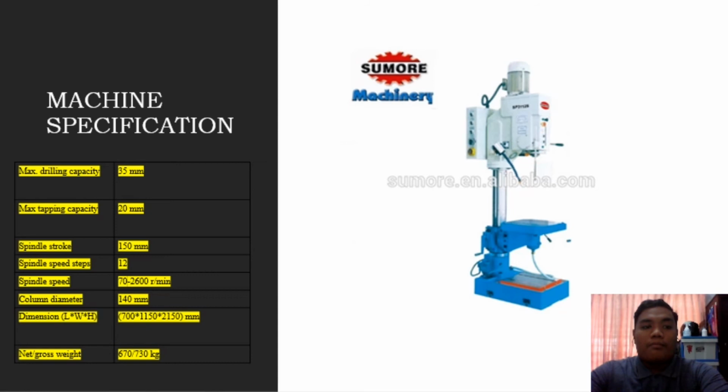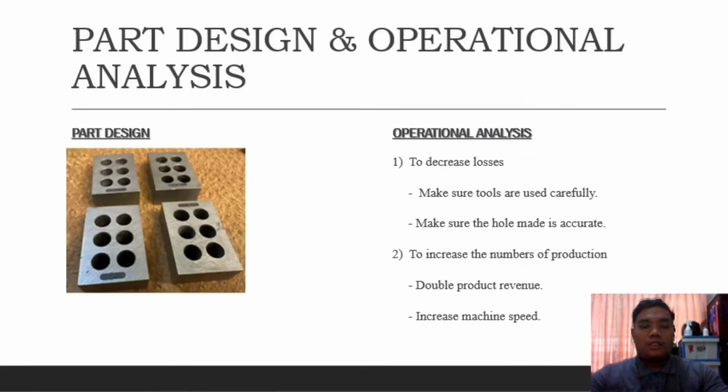This is for part design and operational analysis. For the operational analysis, first, to decrease losses, make sure tools are used carefully and make sure the holes made are accurate. Second, to increase the number of productions, double product revenue, and increase machine speed.